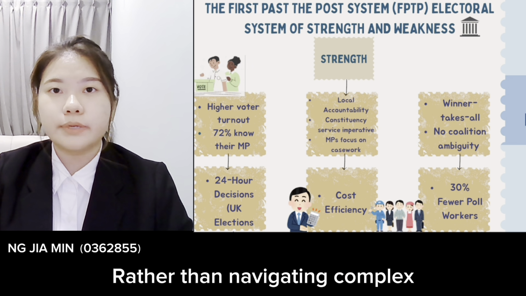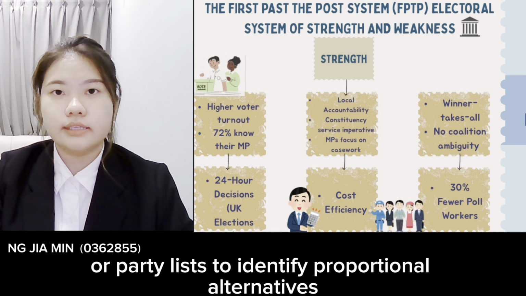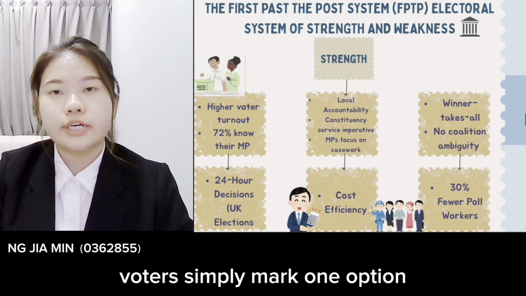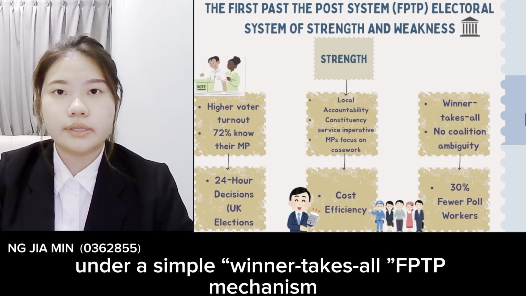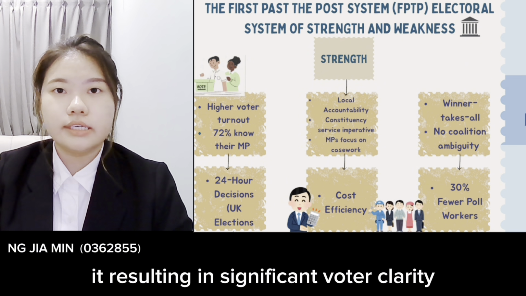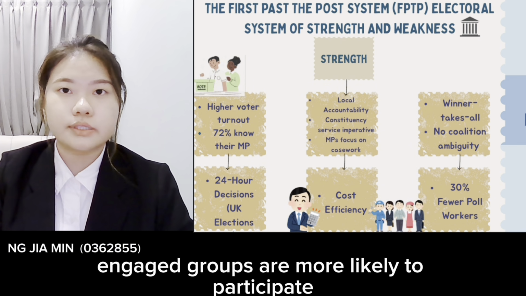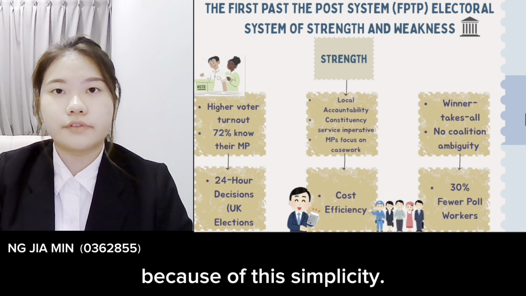Rather than navigating complex preferential voting schemes or party lists to identify proportional alternatives, voters simply mark one option under a simple winner-takes-all FPTP mechanism. It results in significant voter clarity. The less politically engaged groups are more likely to participate because of this simplicity.